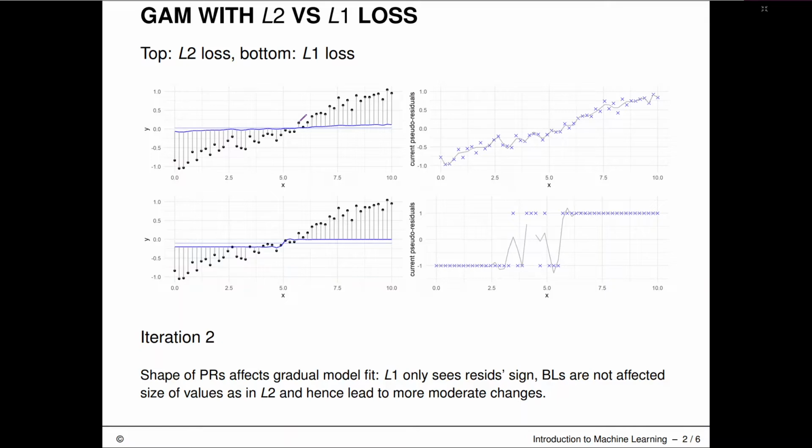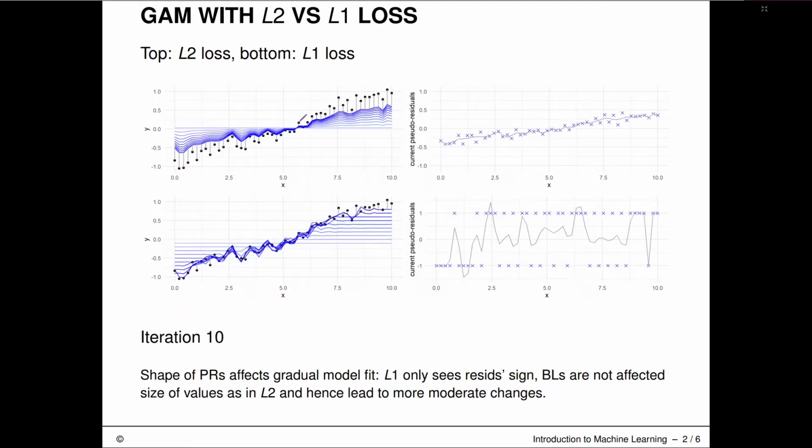And we do this for both cases. You can see here also that the base learners are not really that much affected by the size of our pseudo-residuals in the L1 case, because that only takes the sign. And in L2, we are more affected by larger and smaller pseudo-residuals. So you can see here how we now iterate through that and how our models gradually change.